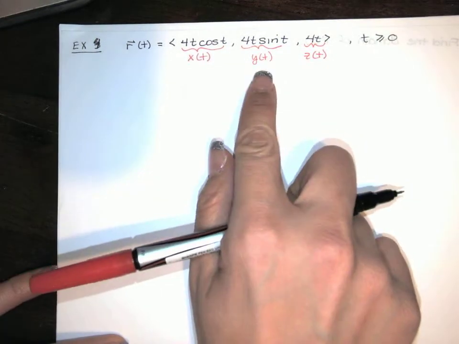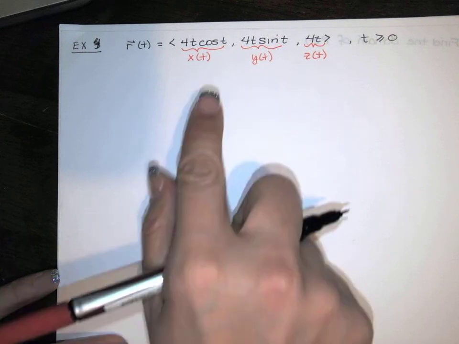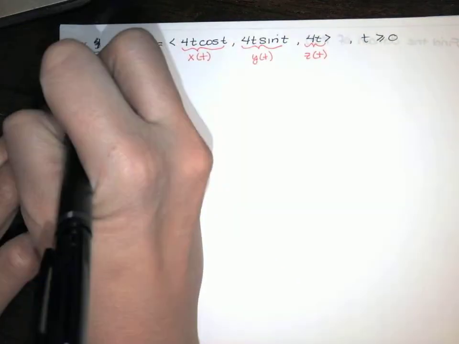So I've got x of t, y of t, and z of t. And we're told that r of t is mapping to this point in three-dimensional space for every t that's greater than or equal to 0. So let's just plug in 0 and see what we get.